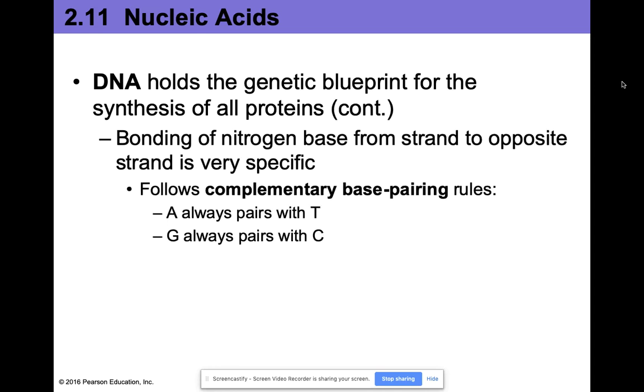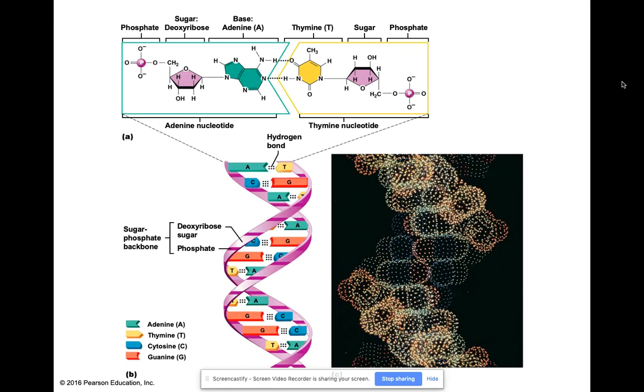Okay, I told you this, A always pairs with T and G always pairs with C. This is called Chargaff's rule. Okay, here's a picture of what your DNA looks like, and you have all of the nitrogenous bases color-coded there.